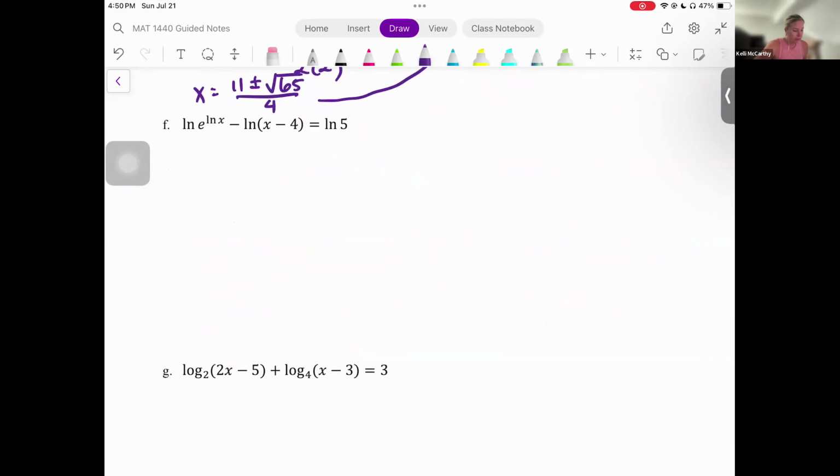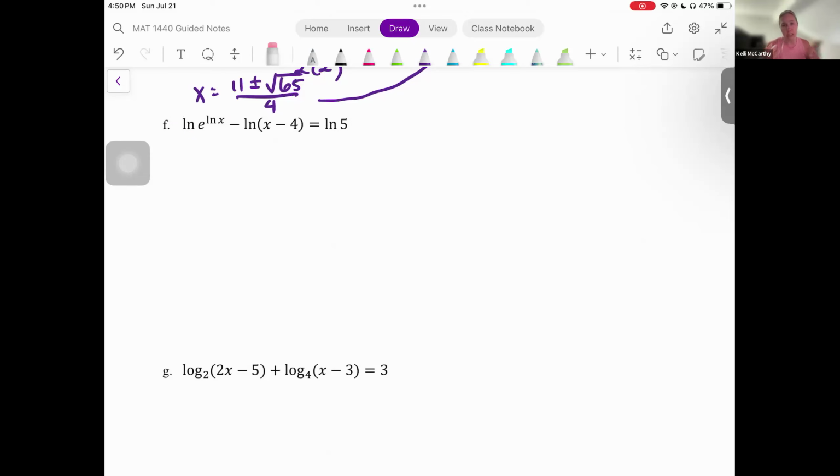The natural log of e to the natural log of x, minus the natural log of x minus 4, equals the natural log of 5. The first thing we're going to do is work with this natural log of e to the natural log of x.